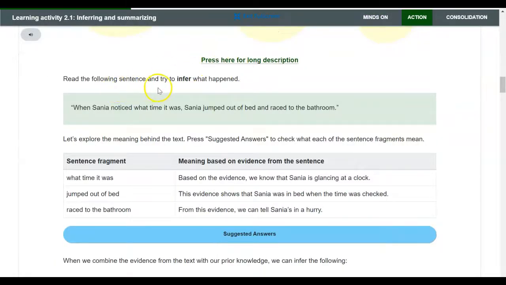So please read the following sentence and try to infer what happened. Again, we'll give you an example. "When Sonia noticed what time it was, Sonia jumped out of bed and raced to the bathroom." So what do you think? What time it is? Obviously, she's looking at the clock. She's in bed. Jumped out of bed. So again, it shows that she was in bed. Raced to the bathroom. From this evidence, we can tell she's in a hurry.